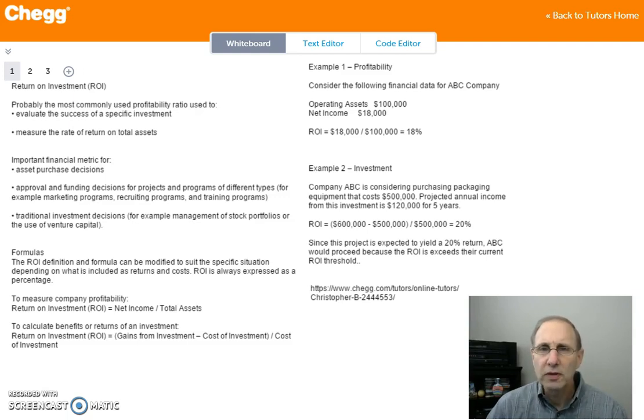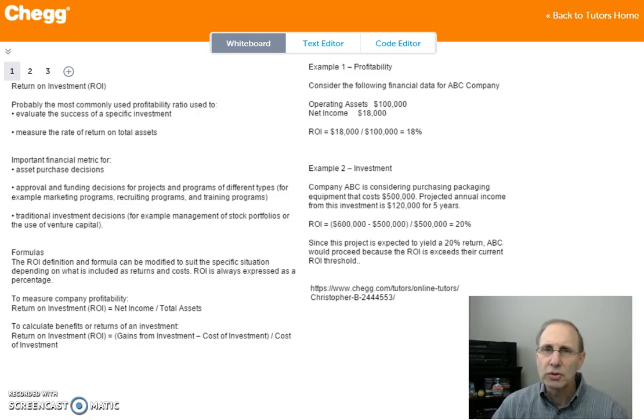The formula to calculate ROI is a simple one, and it can actually be modified to suit the specific situation, depending on what is going to be included as both returns and costs. It's important to note that ROI is always expressed as a percentage. So if we're going to measure company profitability, the formula is a very simple and straightforward one. Return on investment will equal net income divided by total assets.